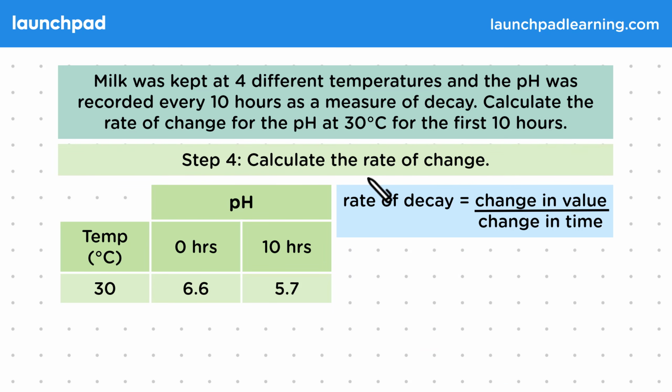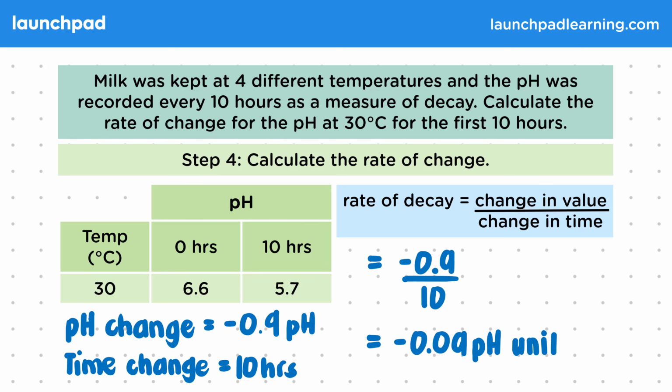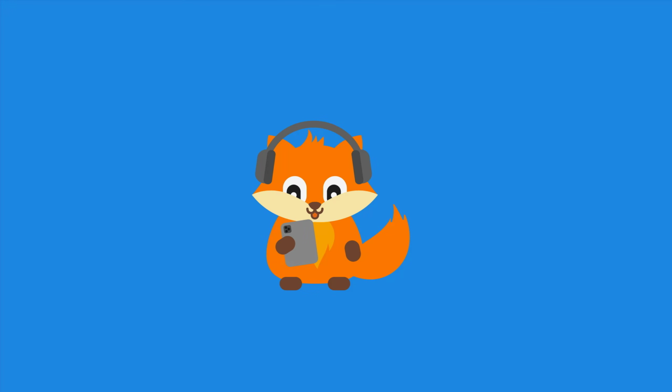Step 4, calculate the rate of change. So we know that the pH change was minus 0.9 pH units and the time change was 10 hours. So to calculate the rate of decay, we divide minus 0.9 by 10, giving us minus 0.09 pH units per hour. Make sure to always include and check the units that you give in response to questions like this in the exam. Thanks for watching.